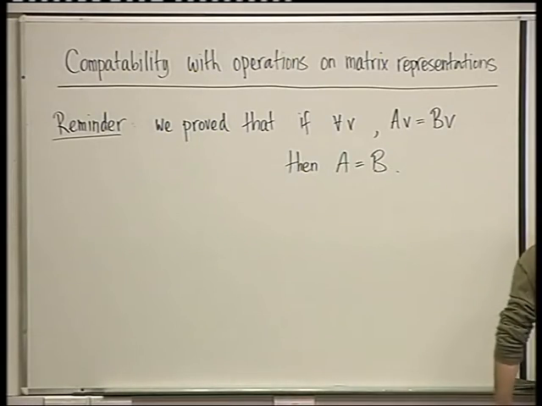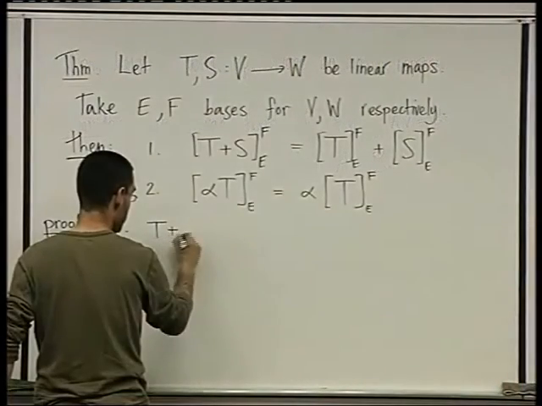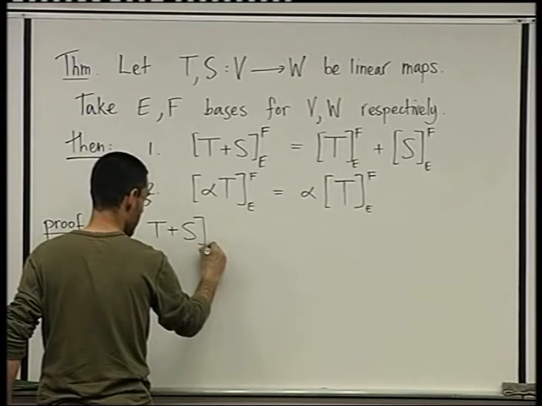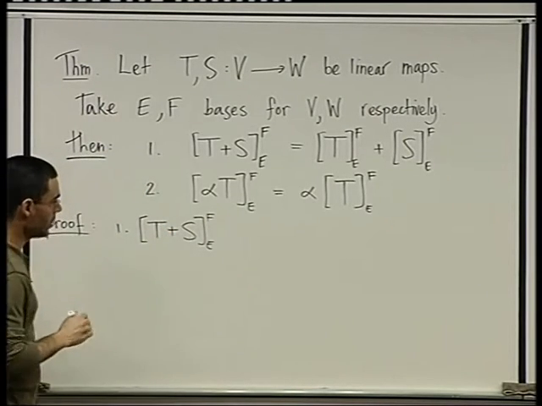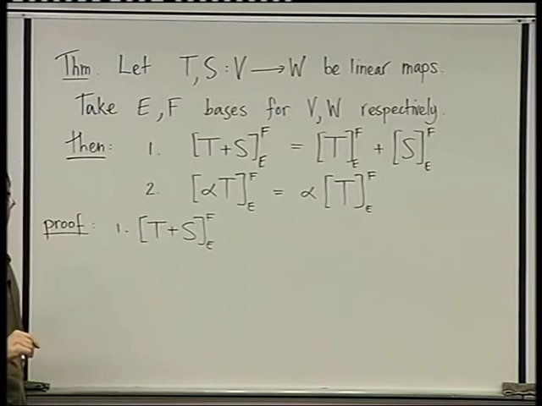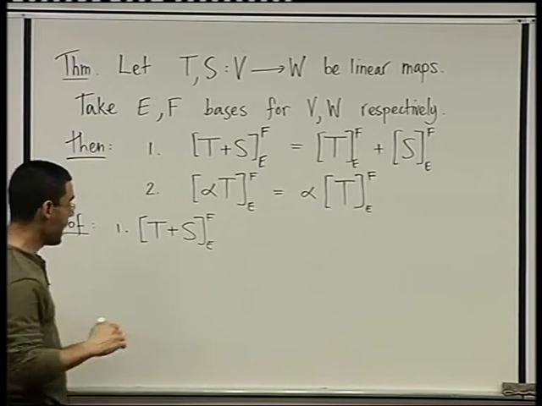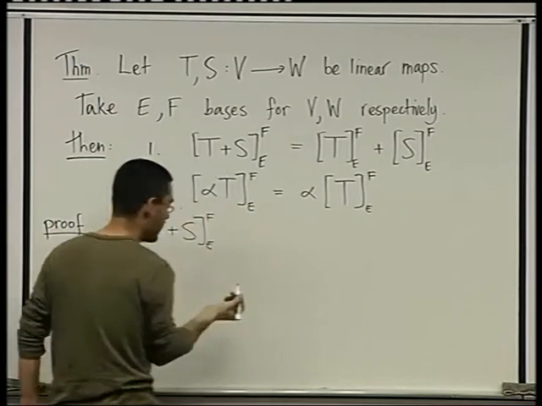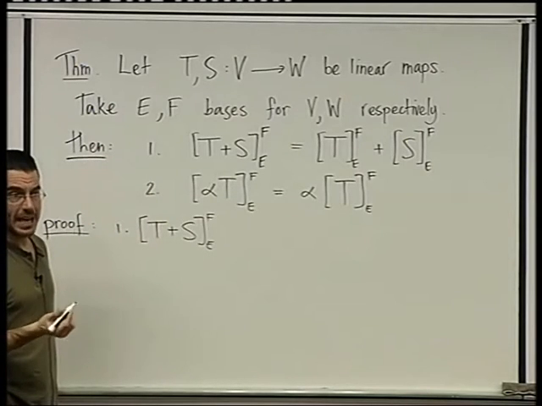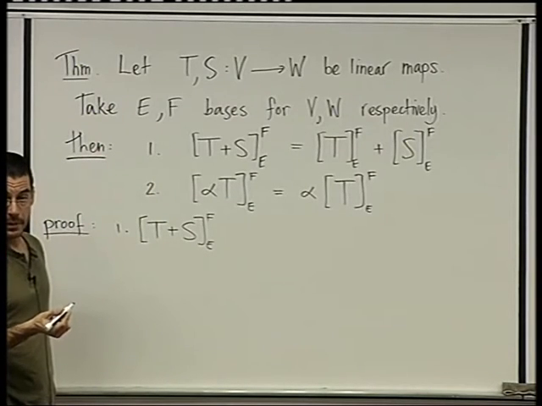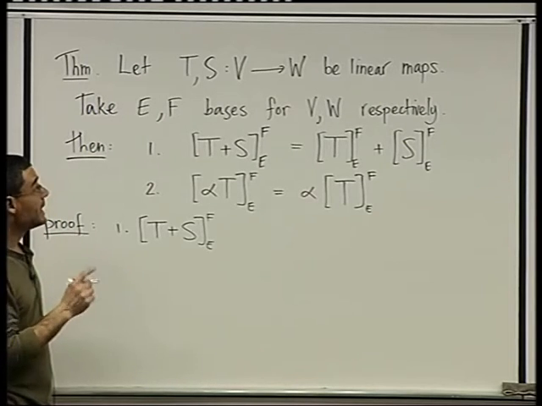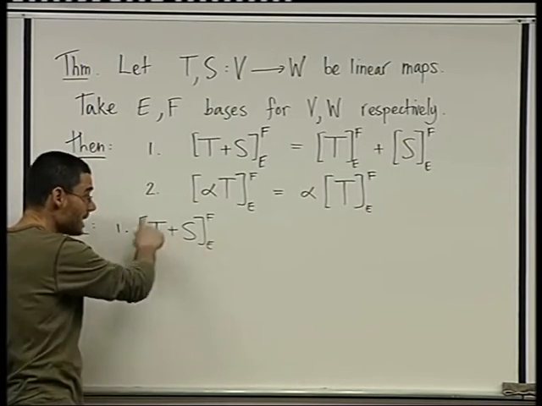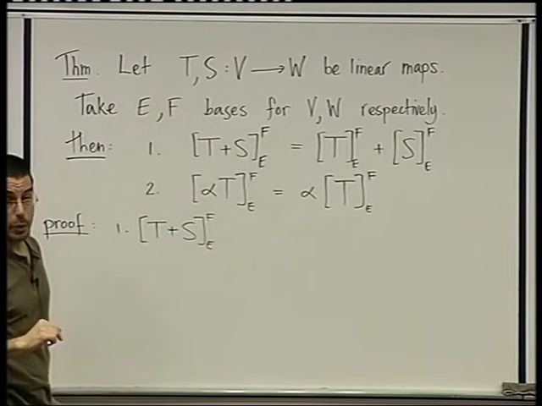I'm going to take T plus S, find its matrix representation with respect to these two bases that I chose. Okay? And then act on a vector. But on which vector am I going to act? A general one, but it has to be a vector. Not in V. This is a matrix. V can be a space of polynomials.